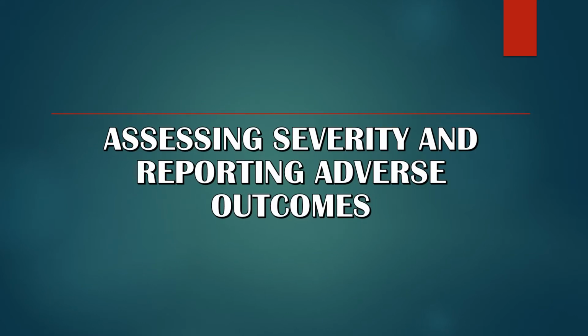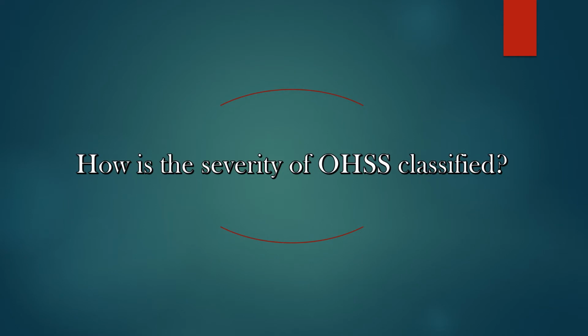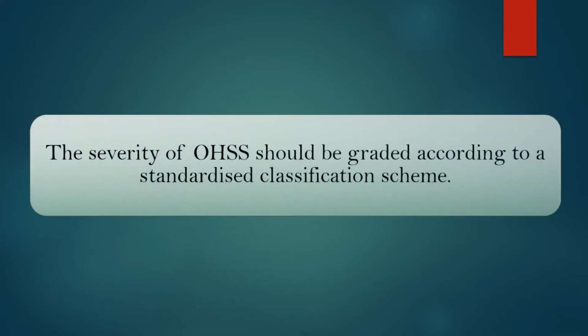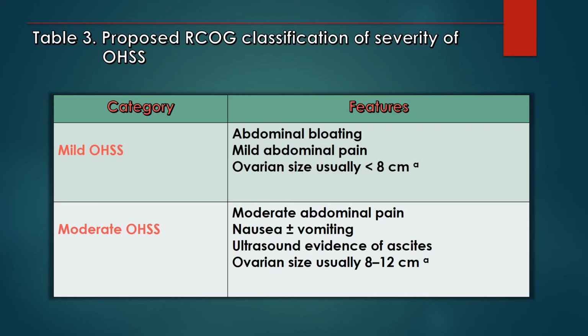Assessing severity and reporting adverse outcomes. How is the severity of ovarian hyperstimulation syndrome classified? The severity of OHSS should be graded according to a standardized classification scheme. Table number 3. Proposed RCOG classification of severity of ovarian hyperstimulation syndrome.